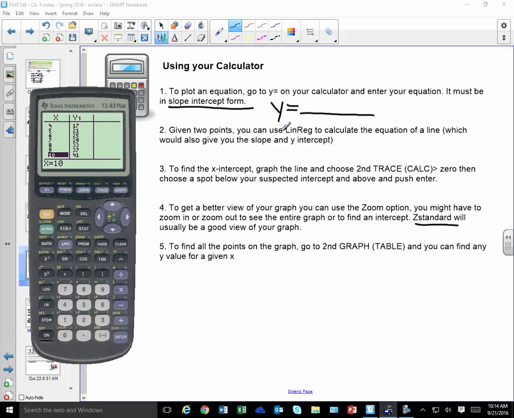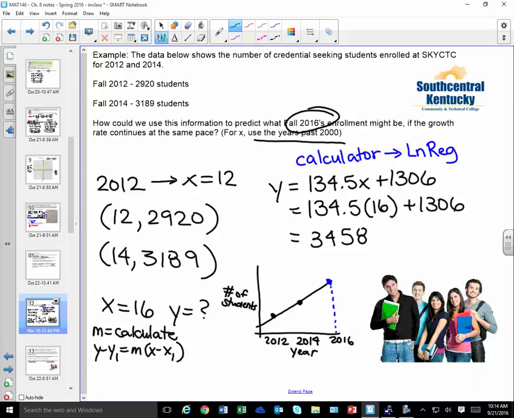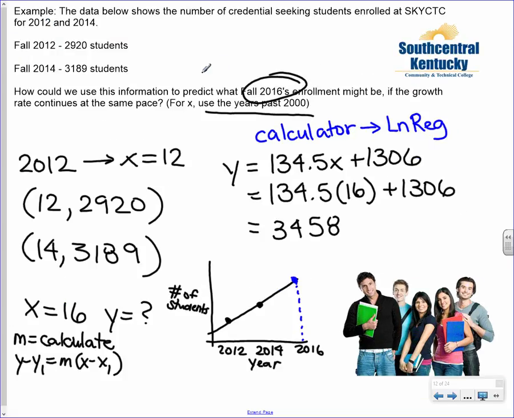Now, I did talk about how you can also use this lin-reg to calculate the equation of the line, which you can do if you have 2 points. You can plug it into lin-reg, and I think we're going to do that in the next example. Let me see if we are. Yeah, I think I show you that on this example, so we'll just bring that up in a second.